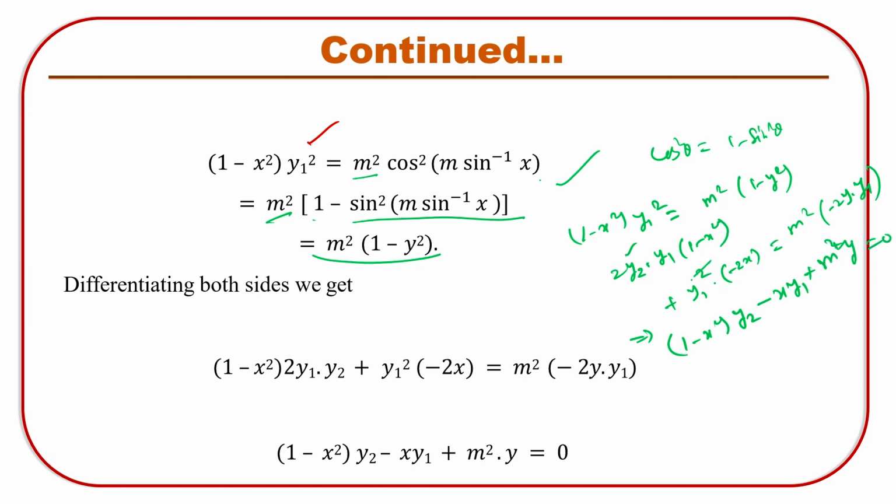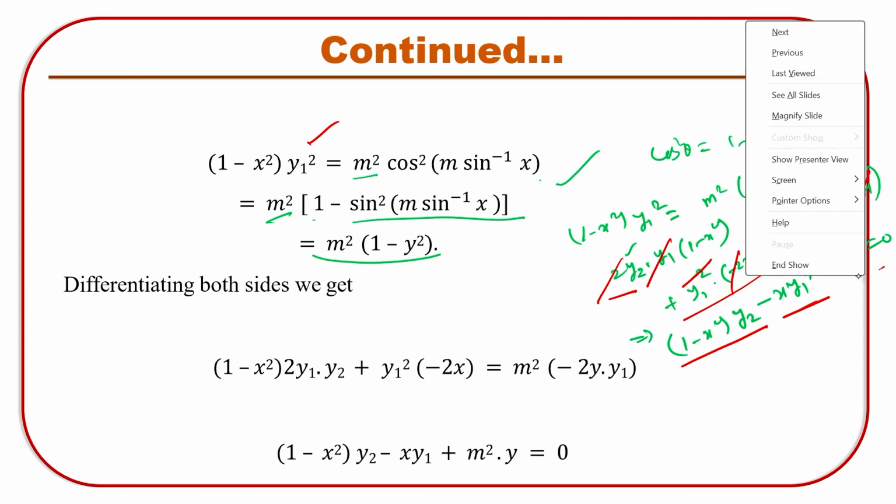By taking y1 from each equation, both sides. So, this will come out to be (1 minus x square) y2 minus x y1, and the same from the other side, so minus x y1 here, and this will be m square y negative. So, it will come out plus m square y. So, that is your answer.